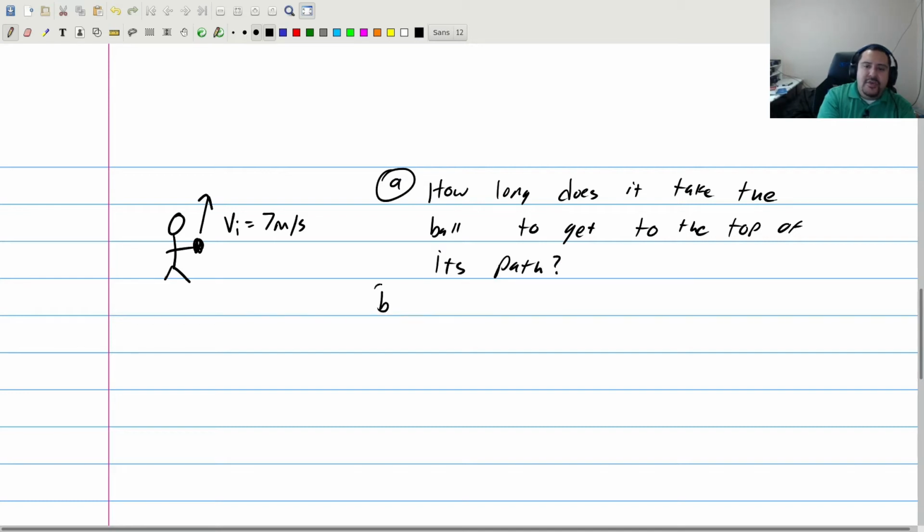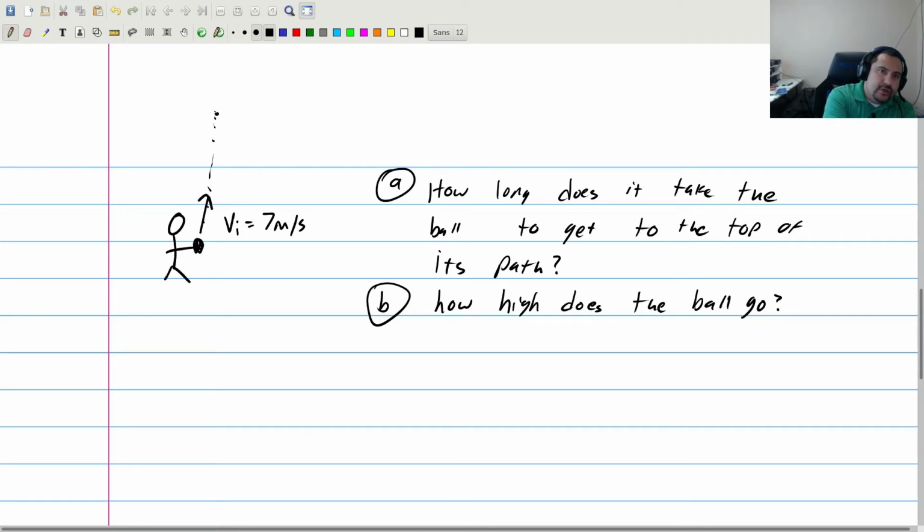And then letter B, I'm going to want to know how high does the ball go? Okay, so how long is it going to take this ball to get to the top of its path? So it's going to go, right? So when it gets here, how long did it take to get up there to the top? And how high did it go?